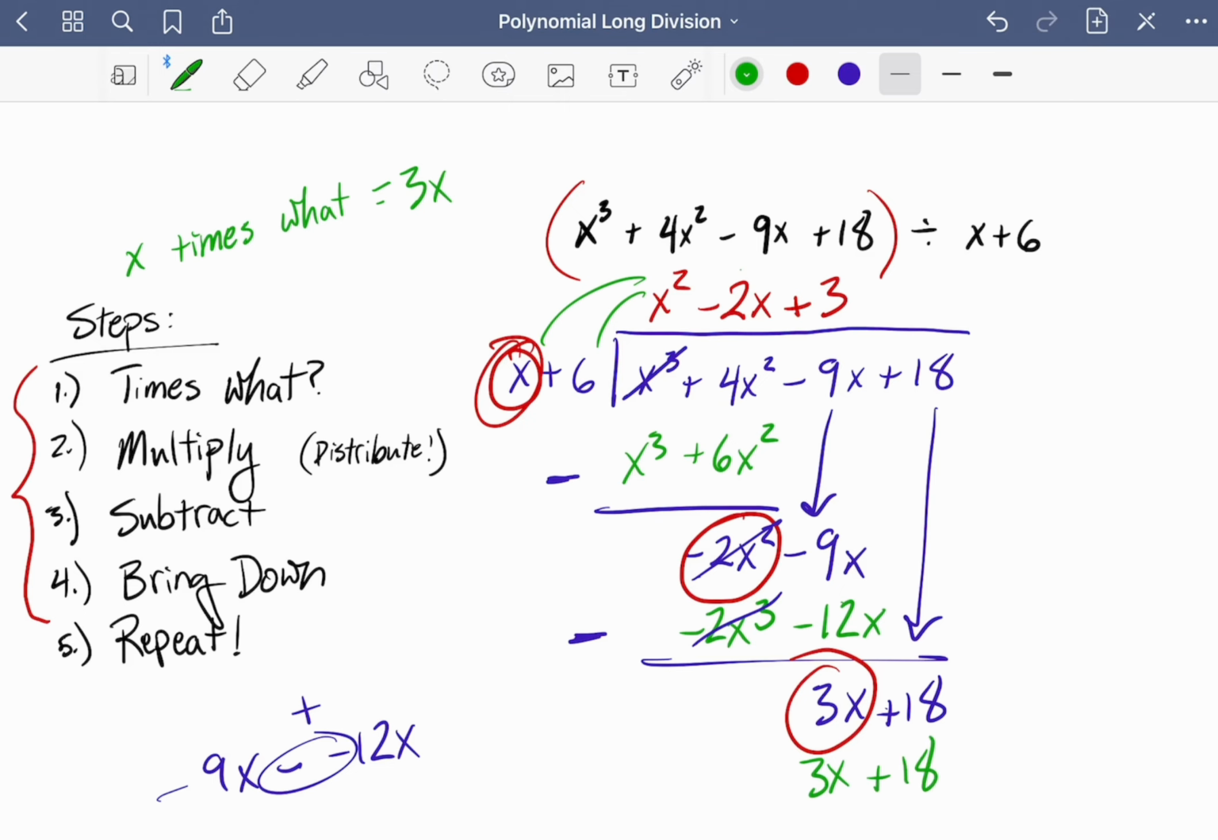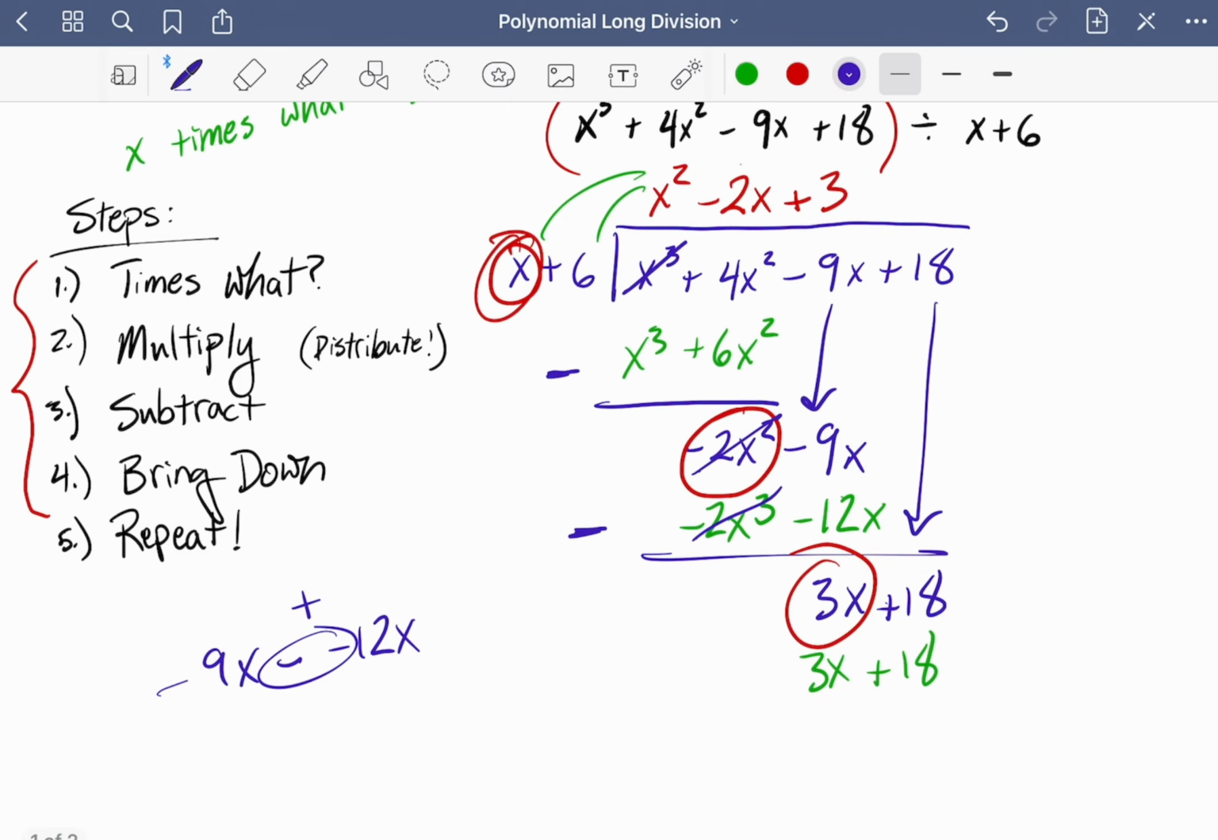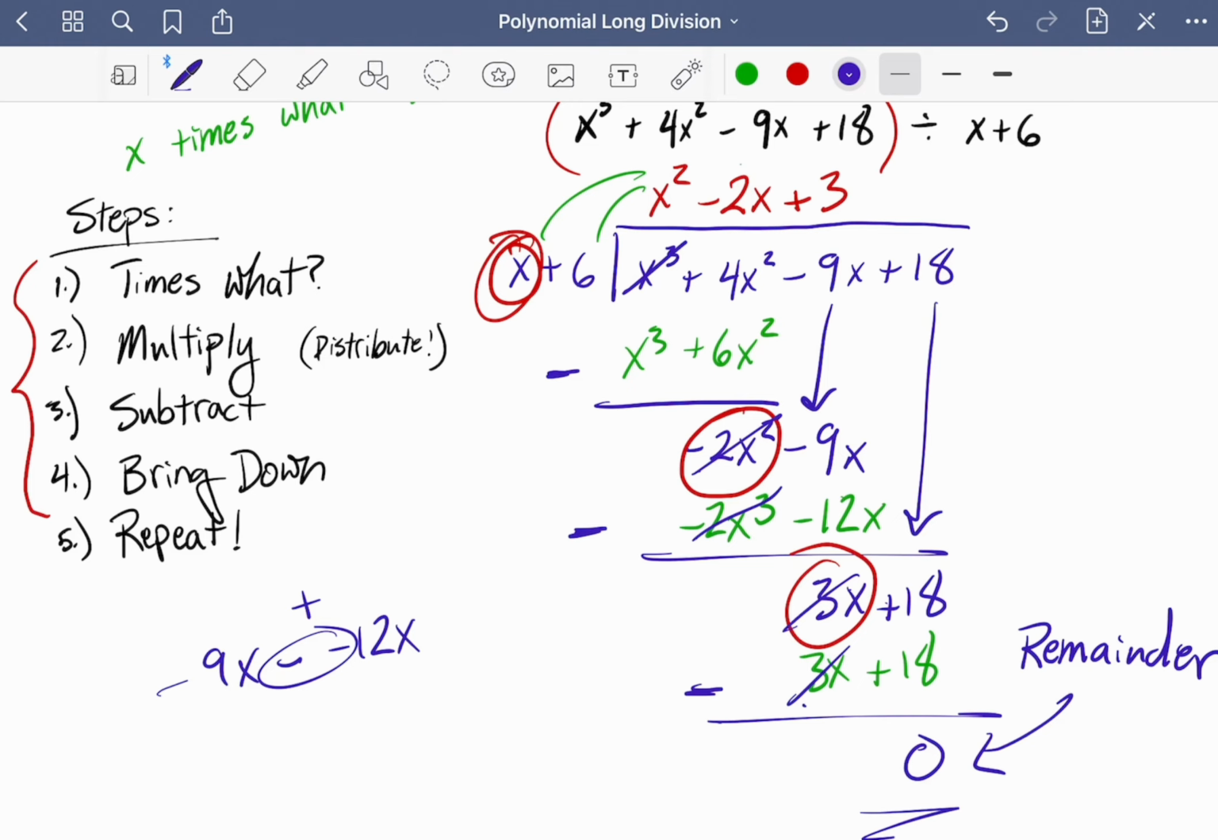All right, next up, we've got to subtract. 3x minus 3x, those cancel out, and this time we have 18 minus 18, which equals 0. Now you're going to see this a lot. The fact that we got a 0, first off, means we're done. And it also means that we have no remainder. If this was some number other than 0, it would mean that we have a remainder, and we'll talk about that later. But when you get down to 0, it means you're done.